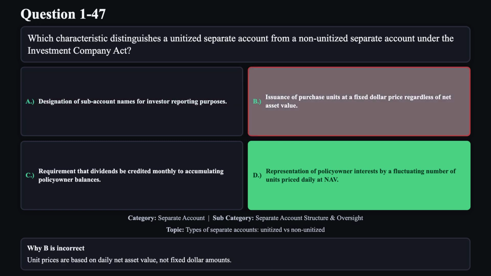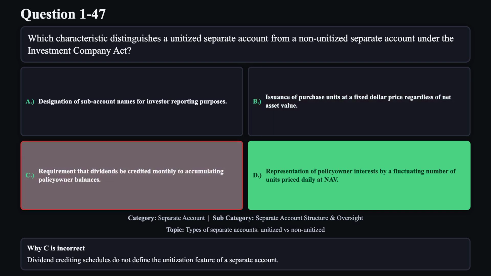Reason B is not correct. Unit prices are based on daily net asset value, not fixed dollar amounts. Reason C is not correct. Dividend crediting schedules do not define the unitization feature of a separate account.